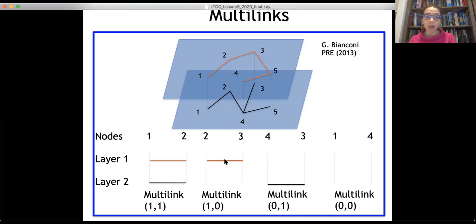in both. So in order to capture that, we will say that you have, for instance, node 1 and node 2, and they are connected in layer 1 and in layer 2. We would say they are connected by multilink 1, 1. Node 2 and 3, they are connected in layer 1, but not in layer 2. So we will say they are connected by multilink 1, 0, and so on exhaustively.